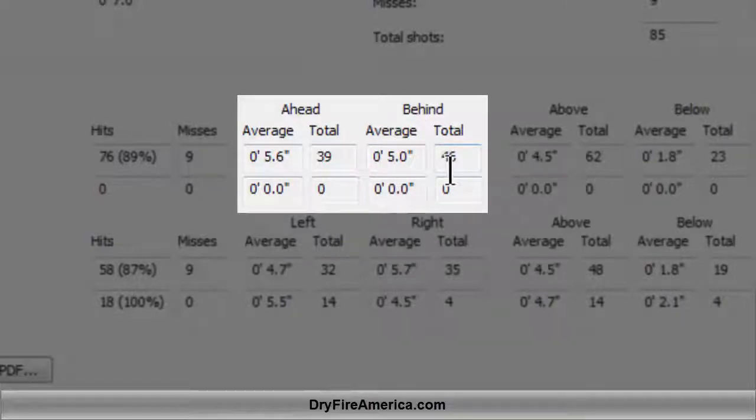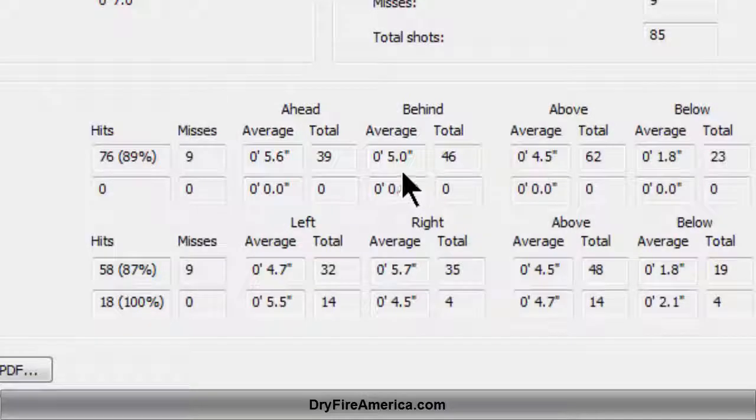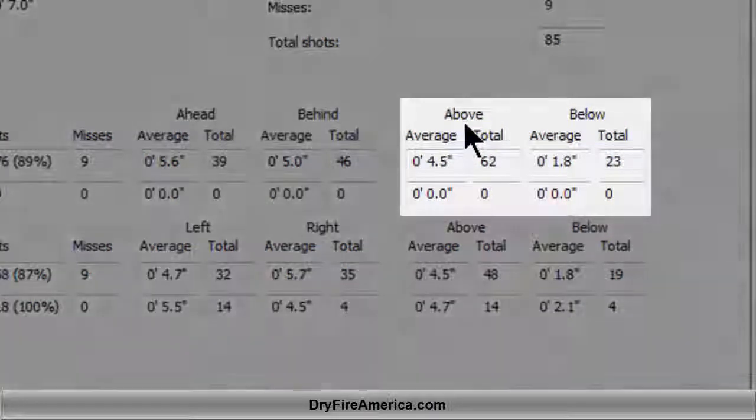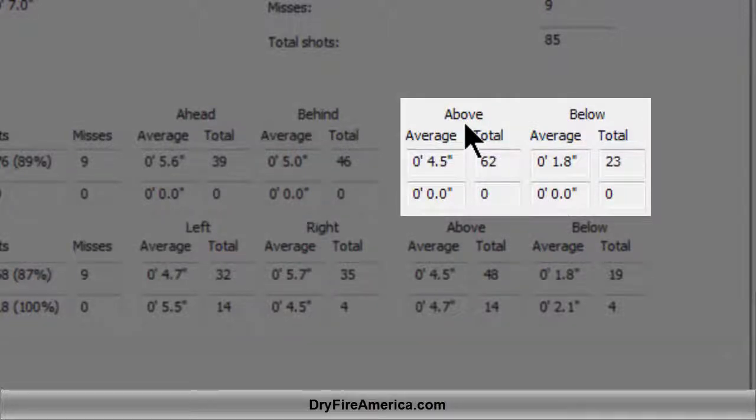And here it says I was behind 46 times, when I was behind an average of 5.0 inches. And then continuing on, it explains to us when I was above how many times I was above the target and how many times I was below the target.